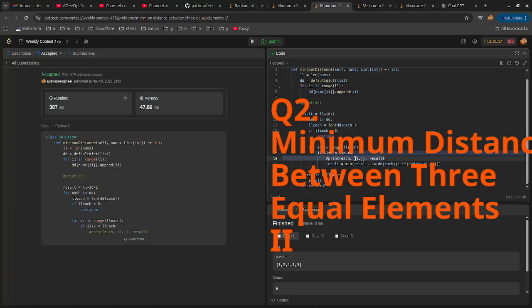So for any index i, the only index we care about is the second one after this one, which is i for the first number and i plus 2 for the third number. That's all we need.